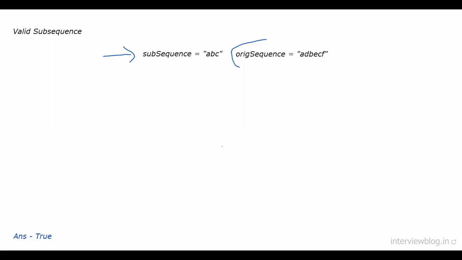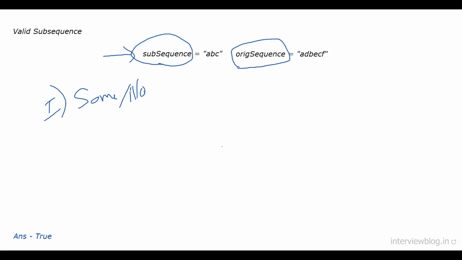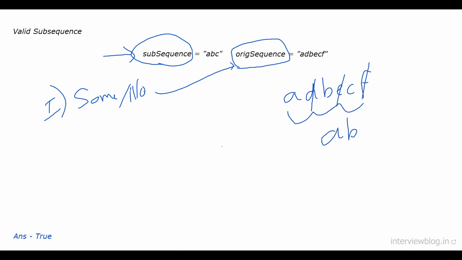So this is our original sequence, and for a subsequence to be a valid subsequence of the original sequence, there are two conditions. The first condition says that we can remove some or no elements from the original sequence. So A, D, B, E, C and F is our original sequence, and from this sequence we are removing D, E and F to get the subsequence A, B and C.